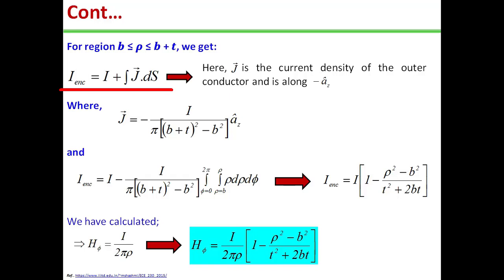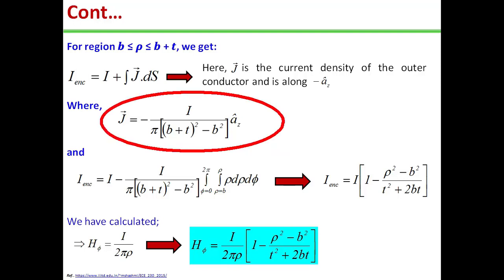And for this region, we will have I enclosed as I plus the integral of J dot dS, where J is the current density of the outer conductor and it is along minus a_z, where a_z is the unit vector in the z direction, and the minus sign shows that it is in the negative z direction. It is given by J equal to minus I divided by pi times (b plus t) squared minus b squared, dot a_z.